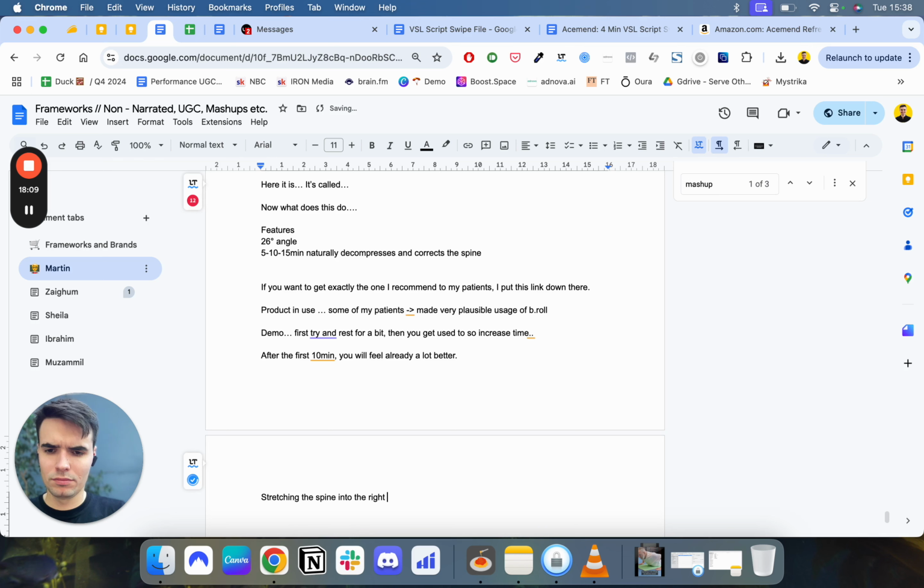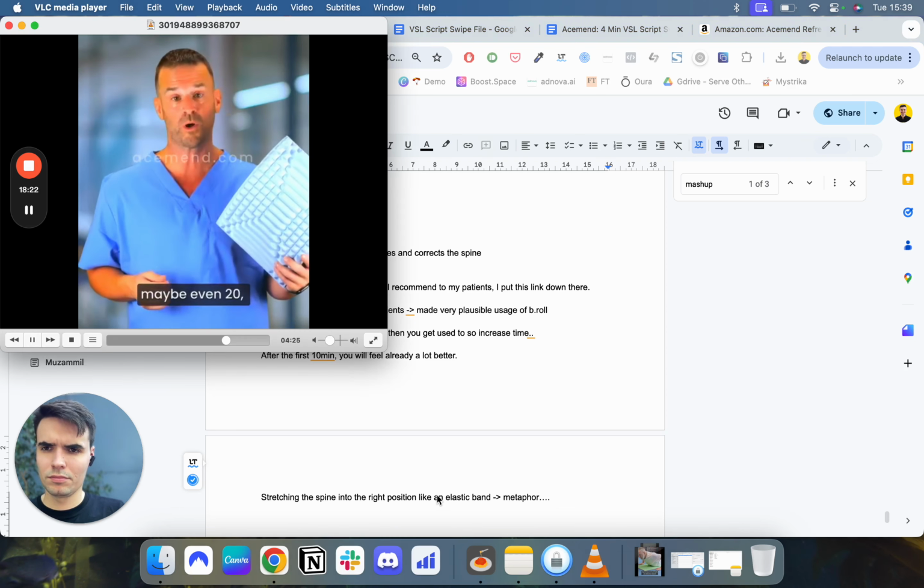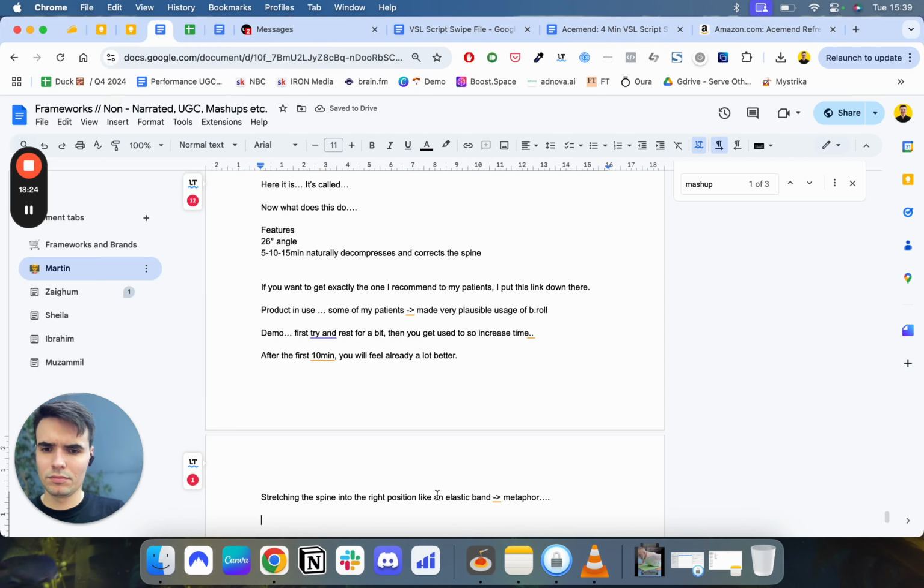However, there is some fantastic research and testing that my colleagues and I have done, which shows that if we were to increase the time you lie down on this thing to up to about 15 minutes per day, maybe even 20, your spine will readjust its optimal curve.